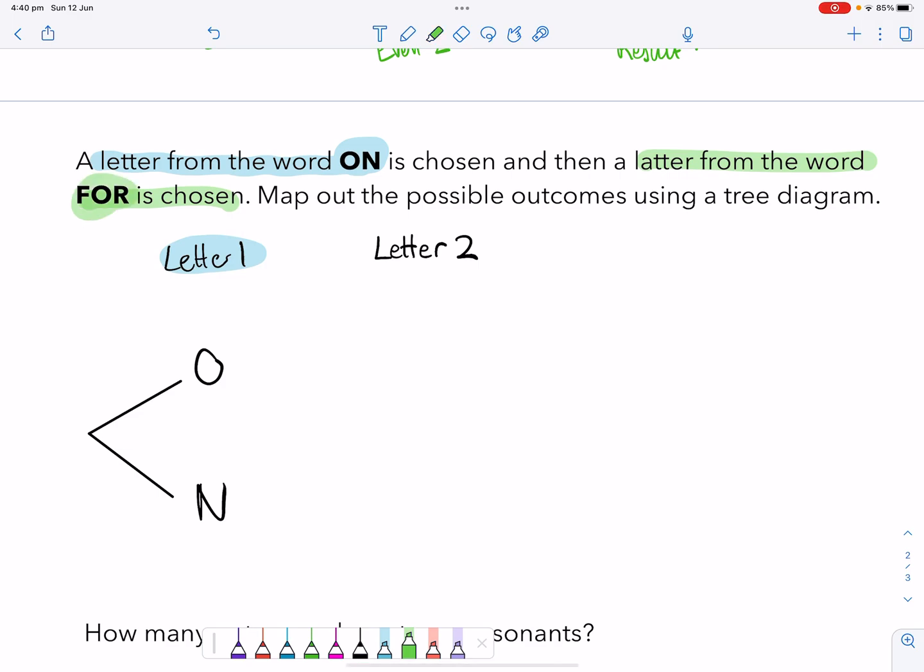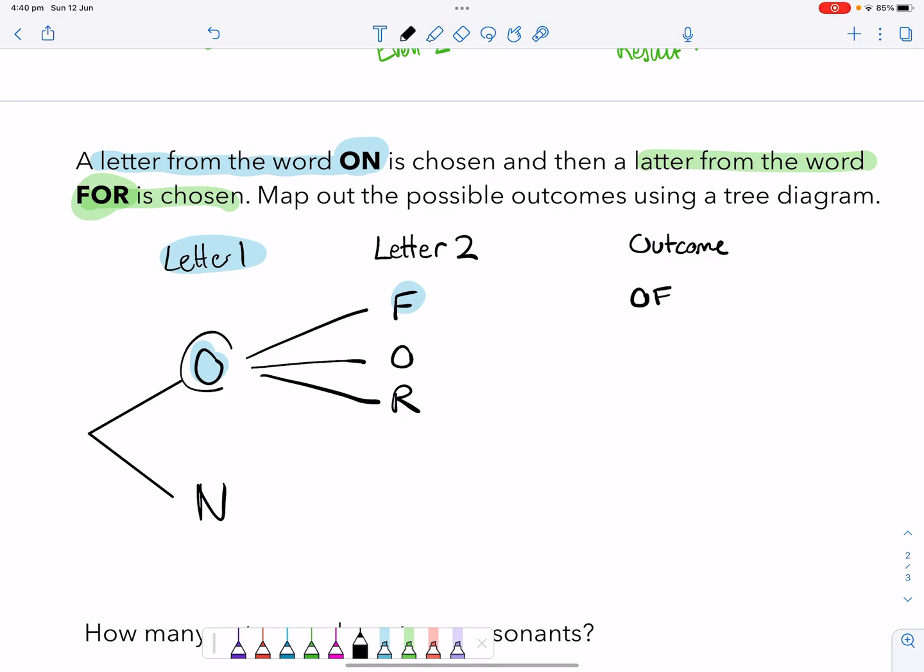So I could draw the letter O, and then I could get an F, an O, or an R as a possible result, and therefore my outcome would be O then F, so that would give me OF. My next one will be OO. I'm not going to circle them anymore, it's just going to be cleaner on the screen here. Last one here is OR.